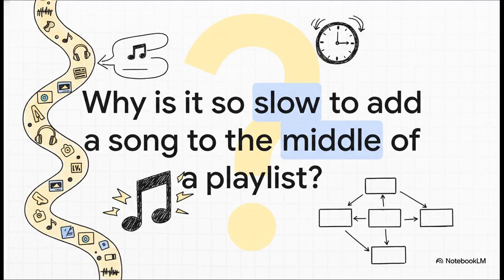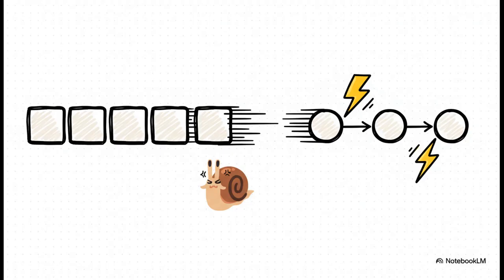Well, the answer is all about how that playlist is stored. Most of the time, a simple list is stored in what's called an array. You can think of it as a big, continuous block of memory. So to add your new song at position 50, the computer has to literally move song 50 to position 51, then move song 51 to 52, and so on. It has to shuffle every single song that comes after it. It's this massive, slow, inefficient process.